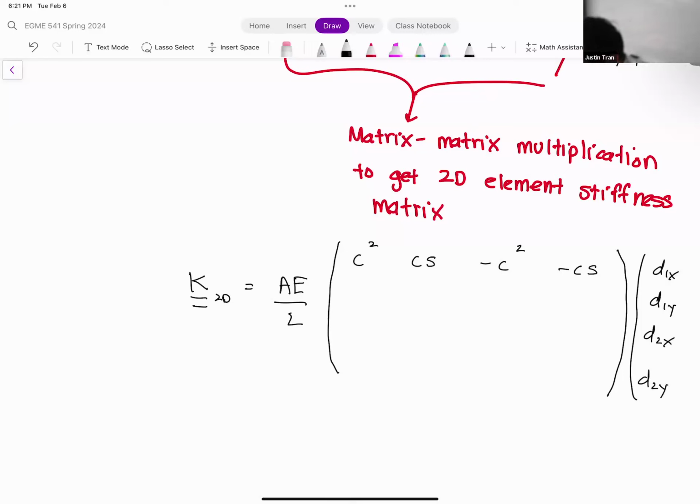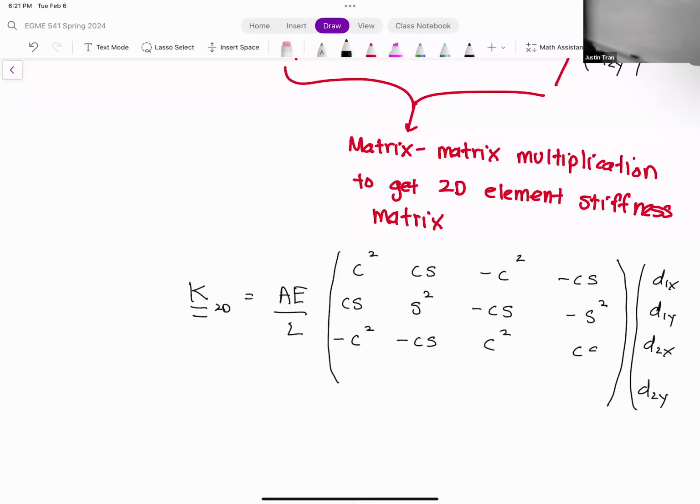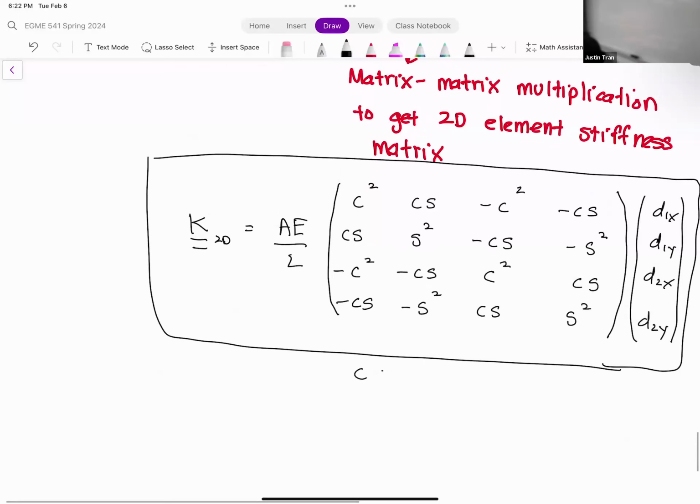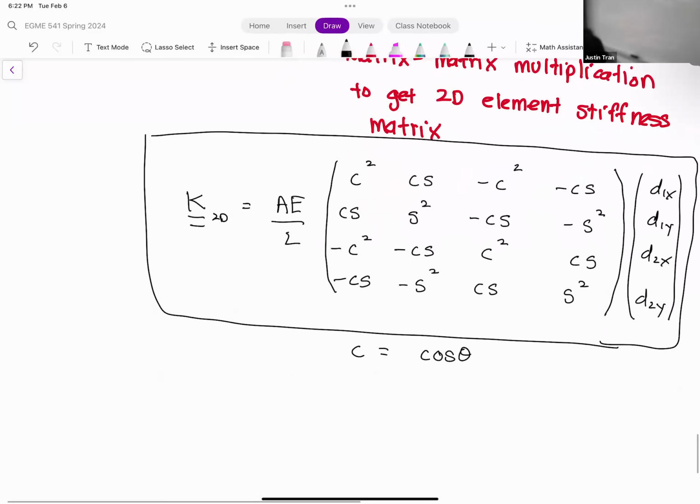The next row in the matrix is cosine sine, sine squared, minus cosine sine, minus sine squared. The third row is minus cosine squared, minus cosine sine, cosine squared, cosine sine. The last row is minus cosine sine, minus sine squared, cosine sine, and then positive sine squared. Remember, C here is cosine of theta, and S here is sine theta.